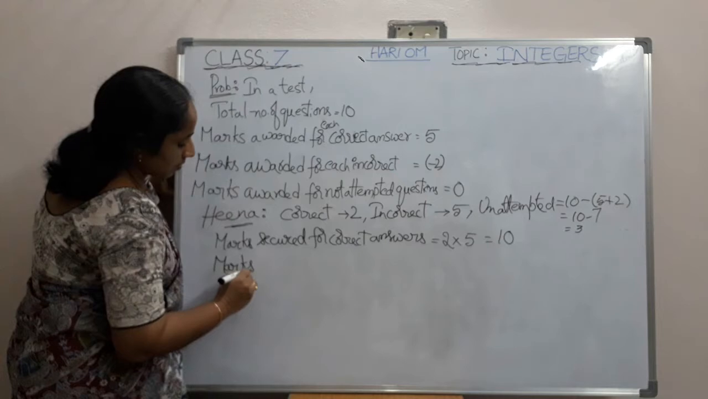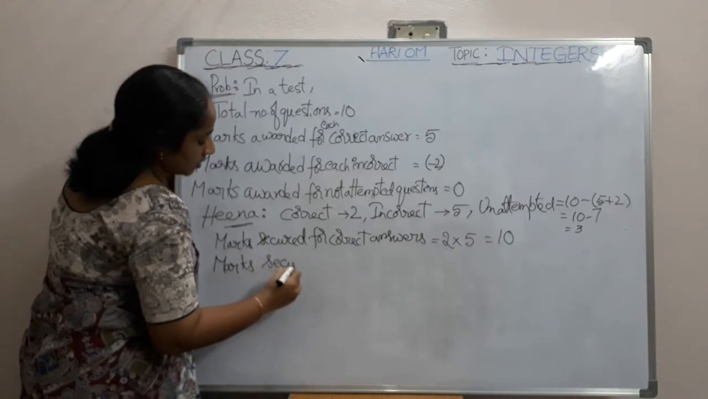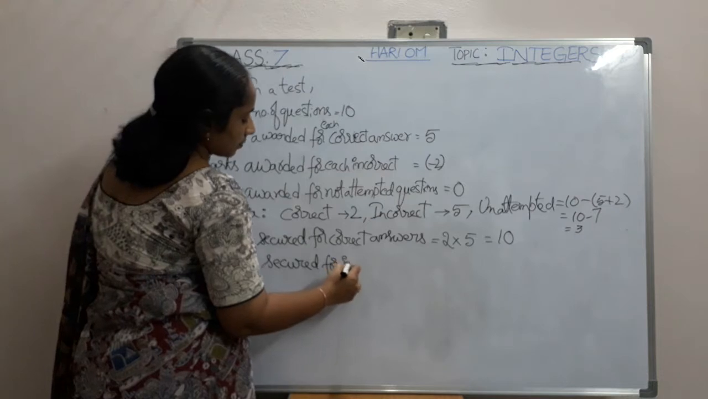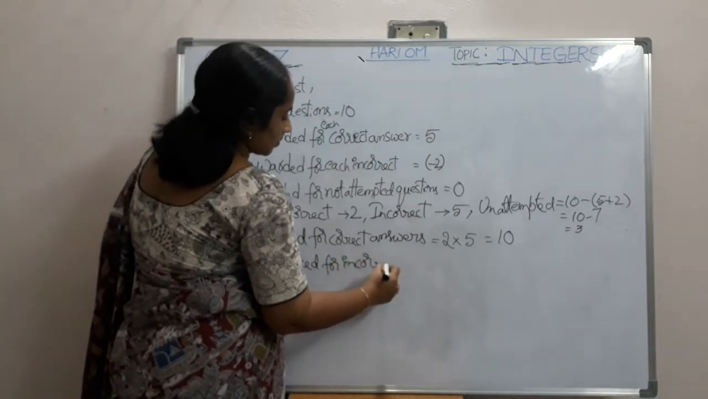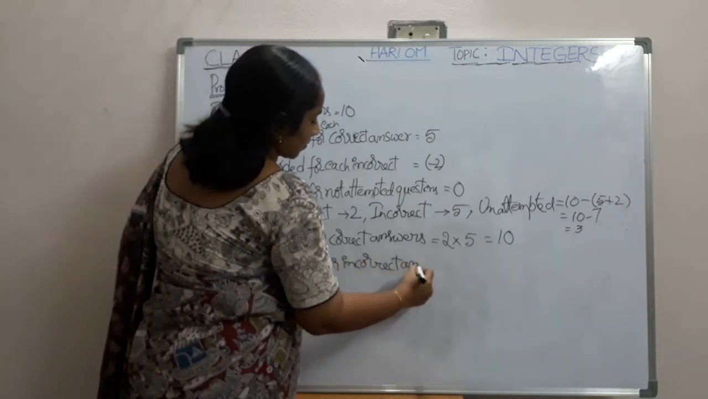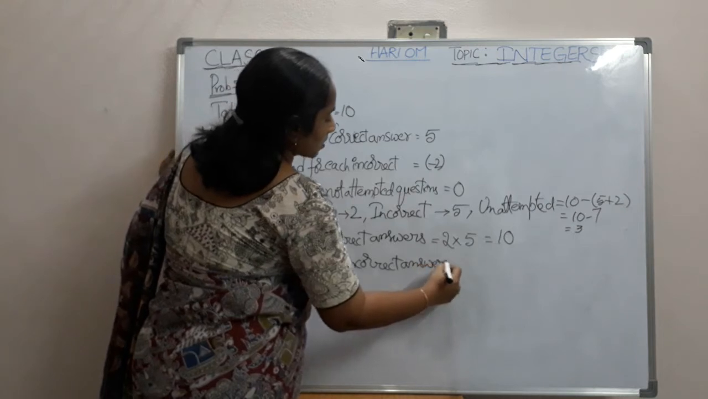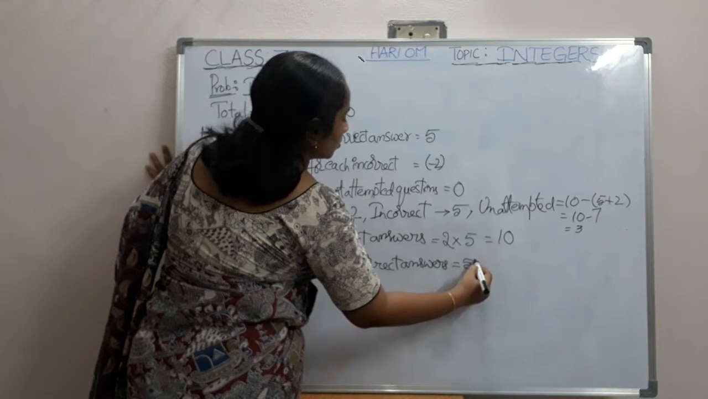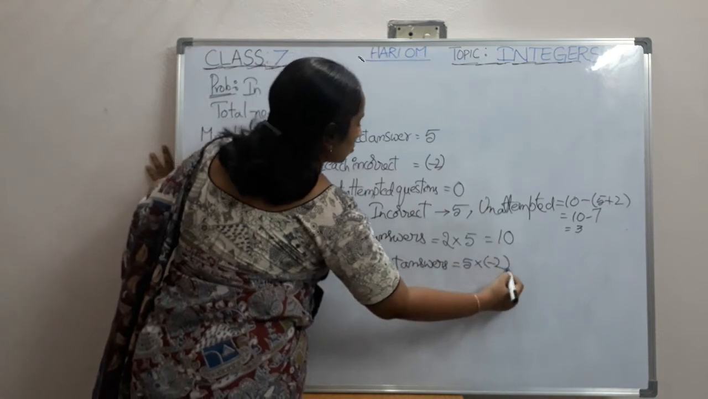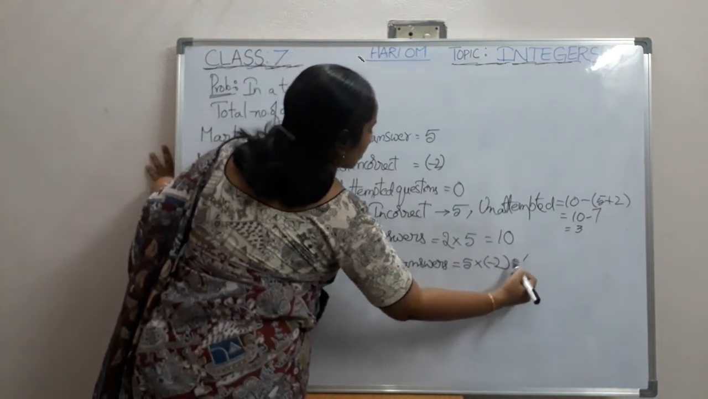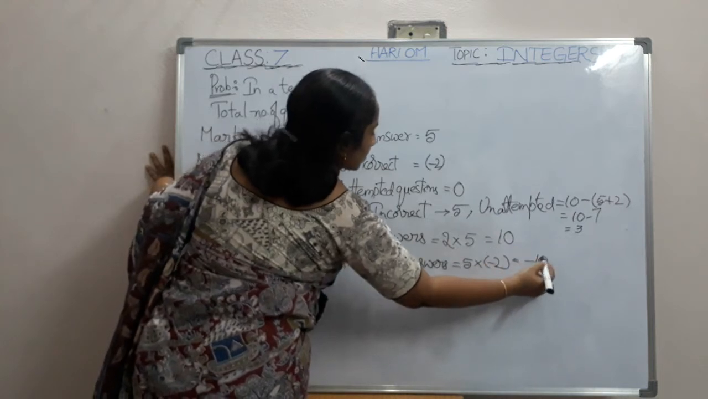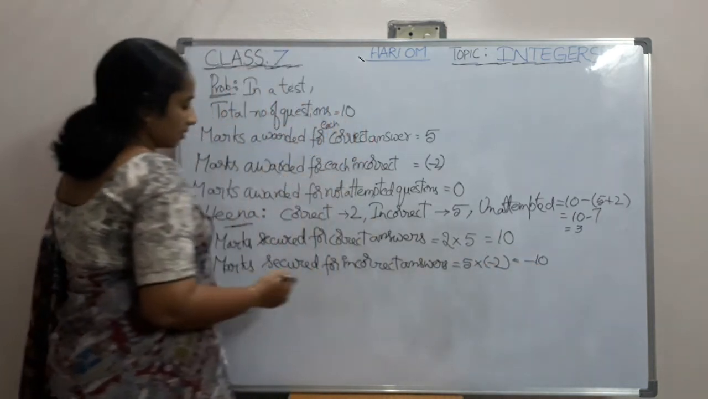Marks secured for incorrect answers. That is 5 into minus 2, minus 5 2s are minus 10. So it is minus 10.